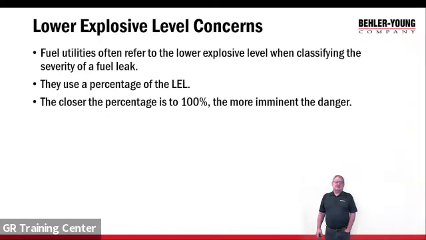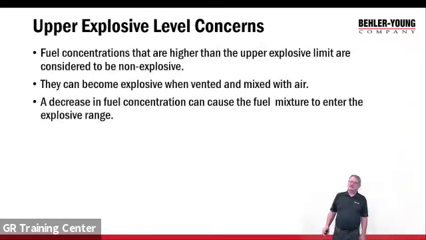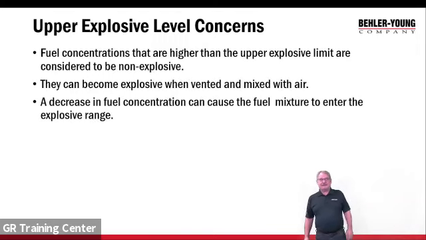Fuel utilities often refer to lower explosive level when classifying safety of a fuel leak. They use percentage of the lower explosive level. The closer the percentage is to 100%, the more imminent the danger. So on natural gas, that limit is 5%. So the closer we get to that 5%, the more imminent the danger. The utilities rate the severity of a leak by that.